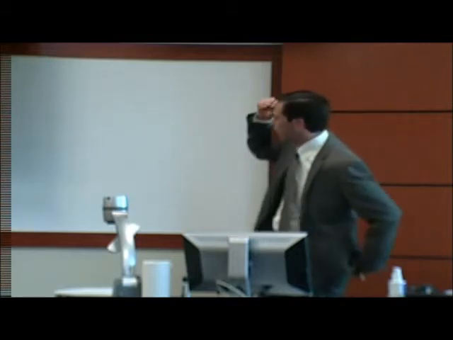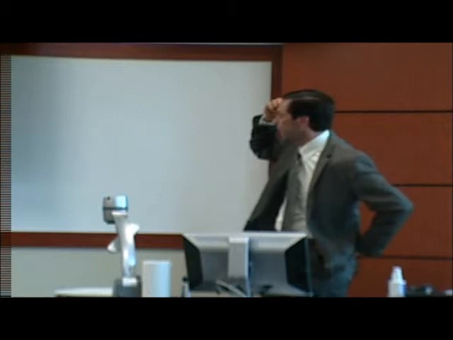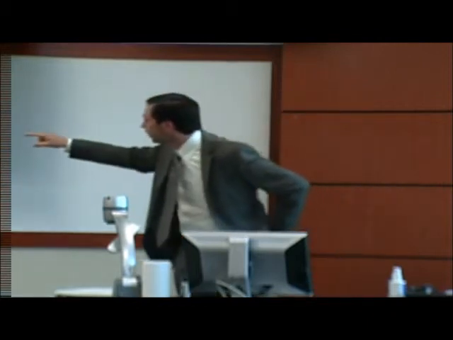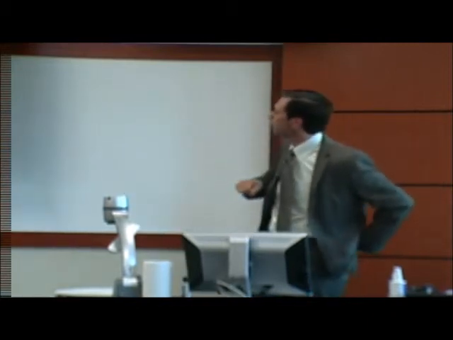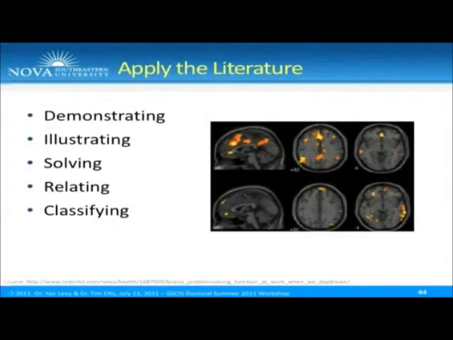And this is what happens to our brain when we think about doing problem solving in the brain. Okay? This is, I think, an MRI. So applying the literature, obviously. We talked about demonstrating, illustrating, solving. The idea of relating, classifying the literature in terms of what larger blocks they belong to. In terms of classifying, we give another tip.